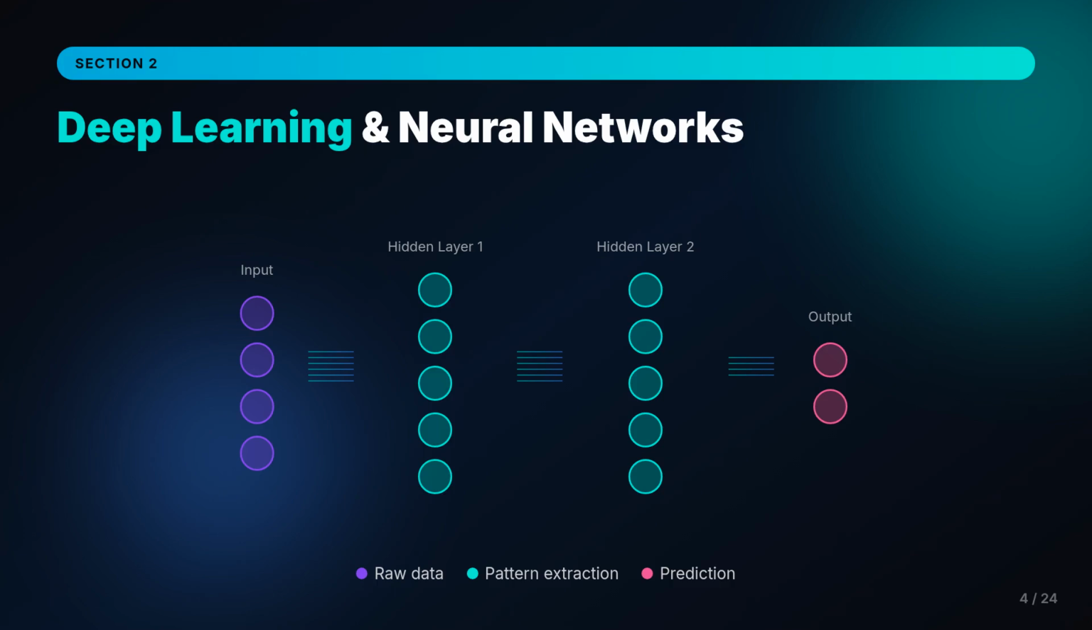Deep learning uses neural networks, layers of simple math functions inspired by how neurons work. Instead of processing data sequentially, each layer extracts higher-level features and passes them forward. Input goes in, patterns come out.